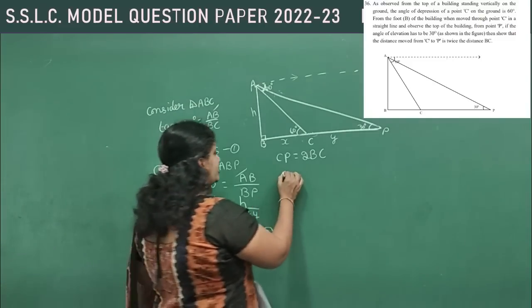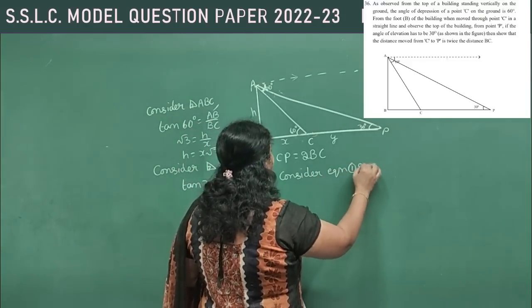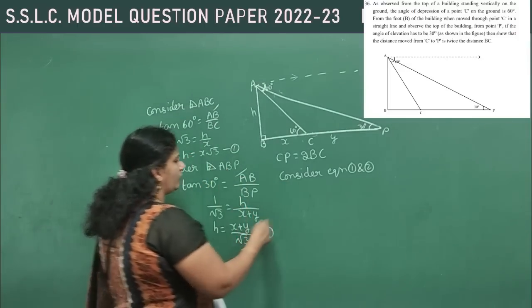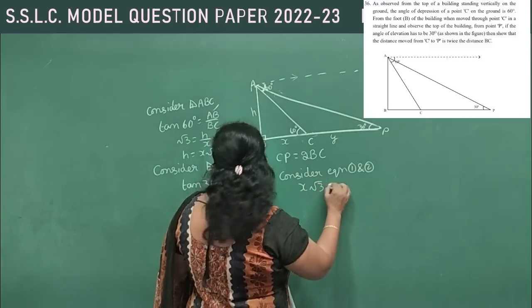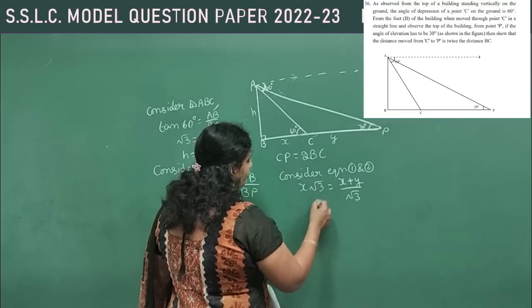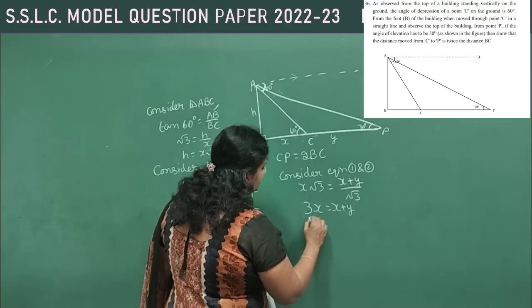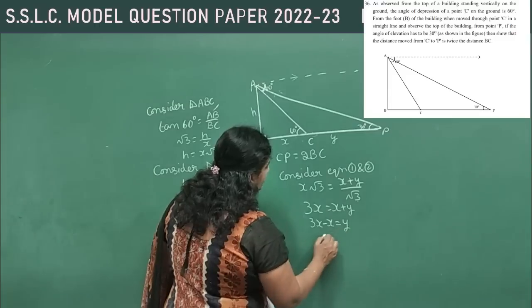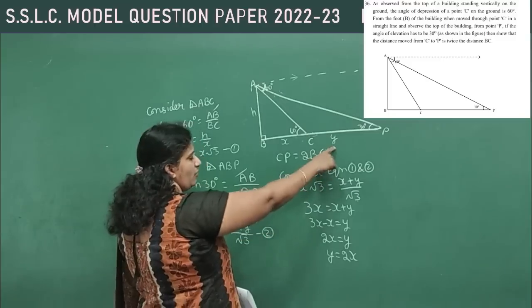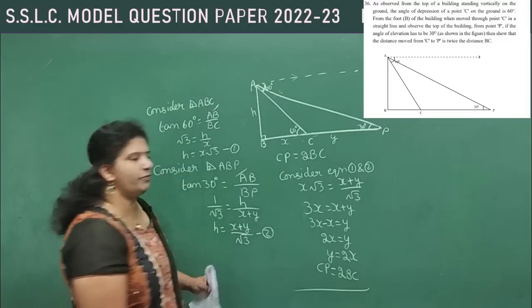Now consider equations 1 and 2. You can equate h is equal to x root 3, h is equal to x plus y by root 3. Then you can equate these two directly: x root 3 is equal to x plus y by root 3. Send this root 3 here. Root 3 into root 3 will be 3, so 3x is equal to x plus y. Transposing x, 3x minus x is equal to y. 2x is equal to y, or you can rewrite it as y is equal to 2x. Observe here, y is nothing but CP and x is nothing but BC. Hence it is proved.